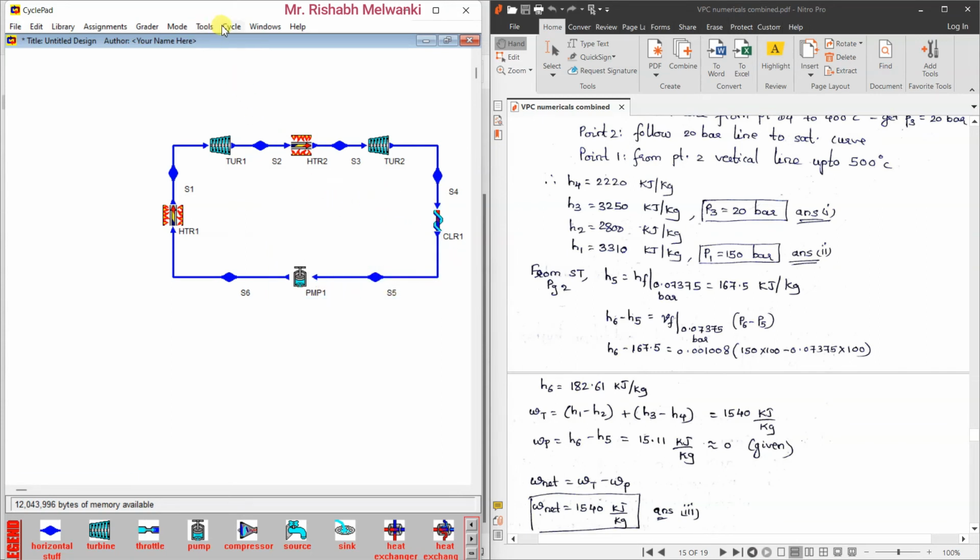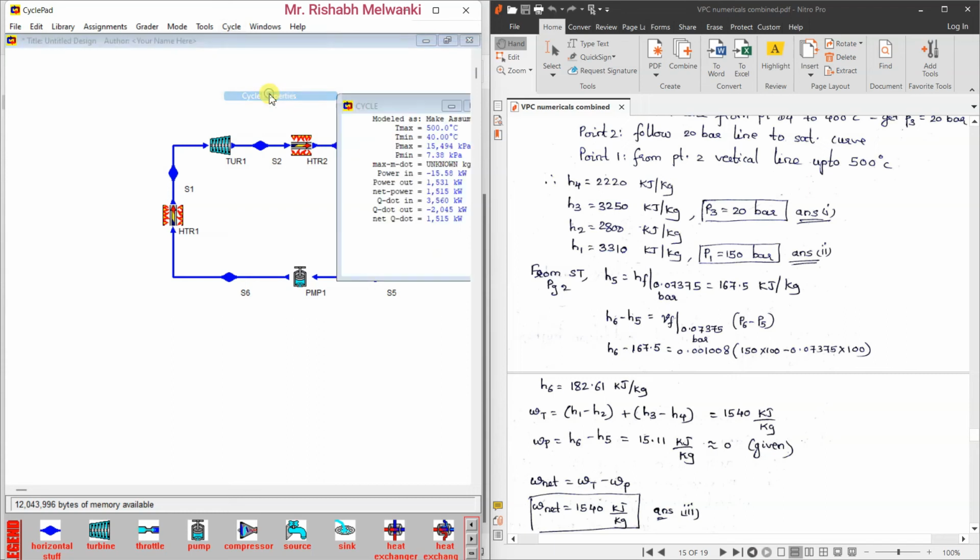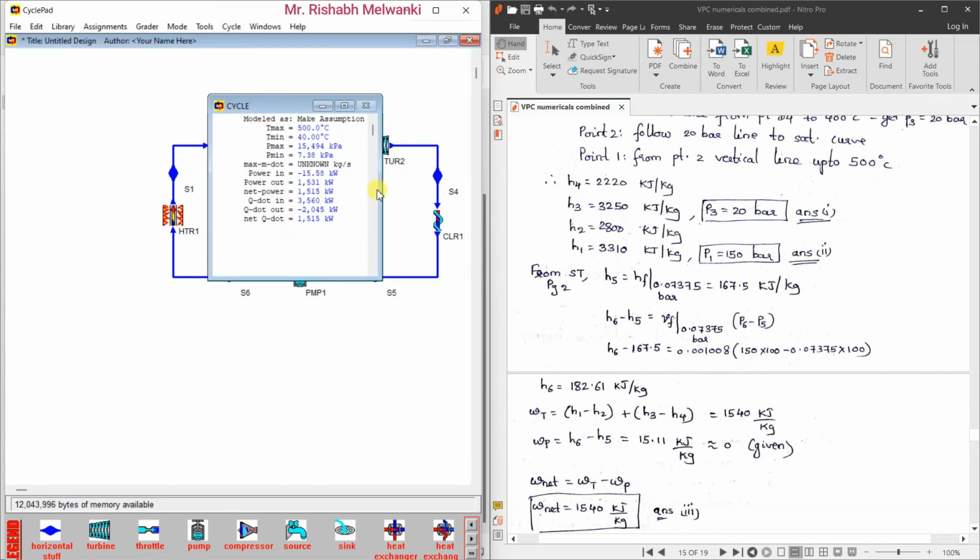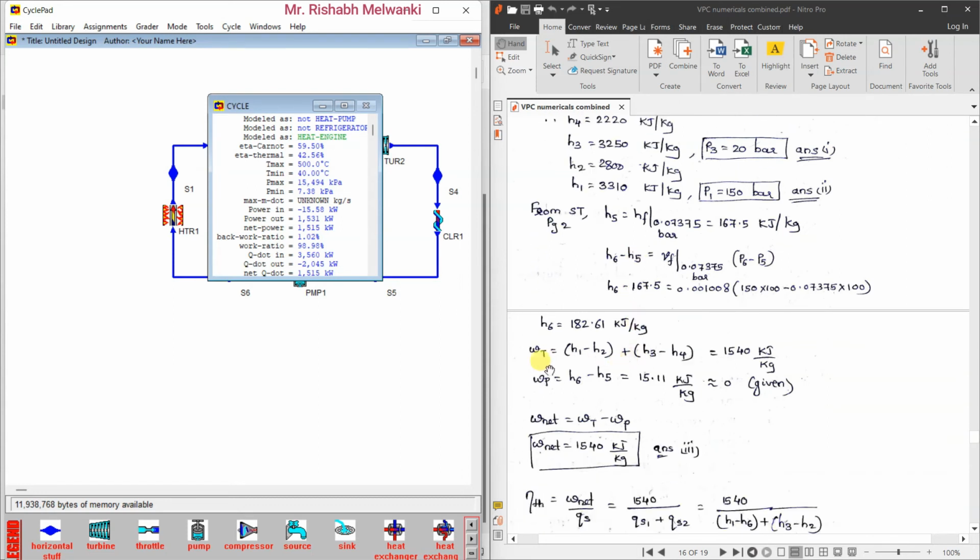Now I'll go to cycle properties. Now this cycle is a power producing cycle, so modeled as, I'll select heat engine. Heat engine is a power producing device. Rankine cycle is also a power producing device, so I'll select cycle is a heat engine. Now if you consider the value of turbine work, we have 1540 kilojoule per kg. Here we have power out as 1531.